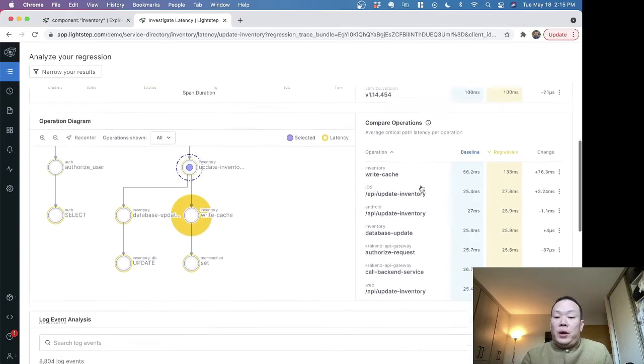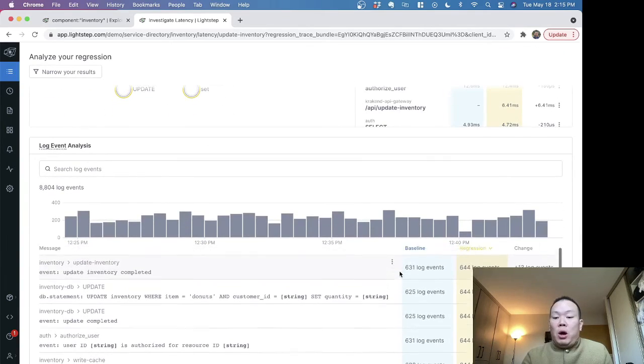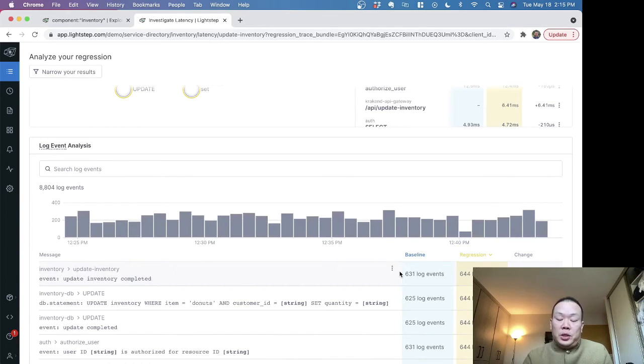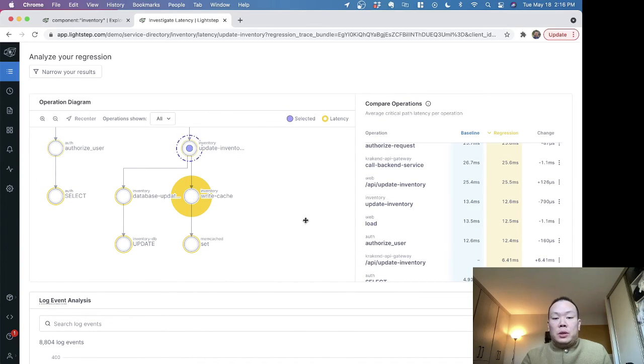We do very similar things with log statements. If there are log statements that are attached to your traces, we can also tell you if they represent any changes between the baseline and the regression. Now, what we've looked at so far is that this inventory service's problem originates from this inventory write cache operation.